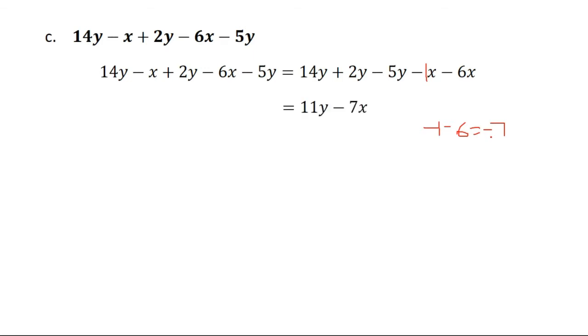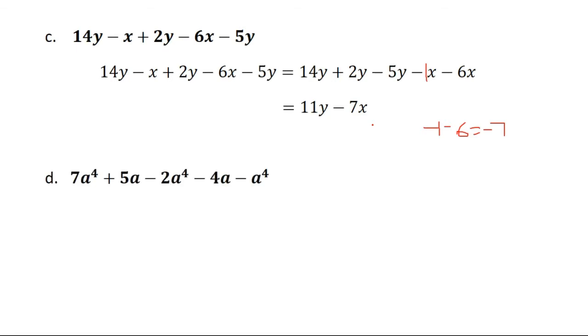So if you are simplifying this, we know that 14 plus 2 is 16, minus 5 will give us 11. So we have 11y. Minus 1 minus 6 will give us minus 7. So we have minus 7s.